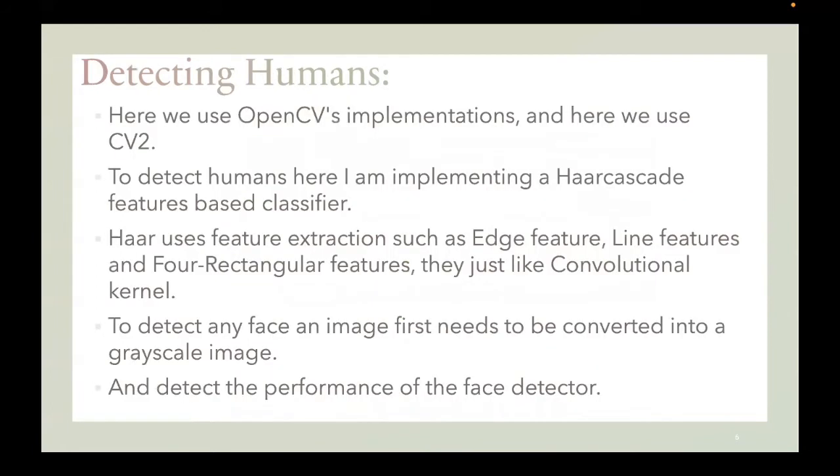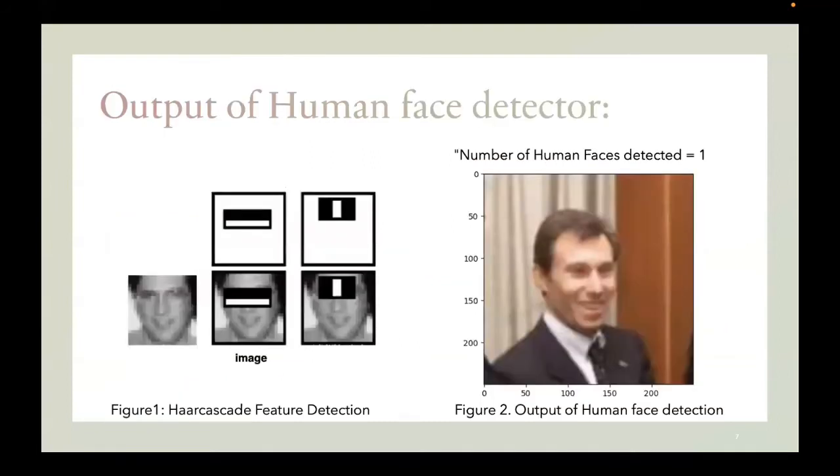Next stage is detecting humans. For detecting a human face from the input image, we use an OpenCV implementation. I am using Haar cascade feature-based classification of OpenCV to carry out the detection. Haar cascade uses feature extractions such as edge features, line features, and four-rectangle features to detect faces. To detect faces in an image, first we need to convert the image into a grayscale image. Figure 1 shows the Haar feature extraction.